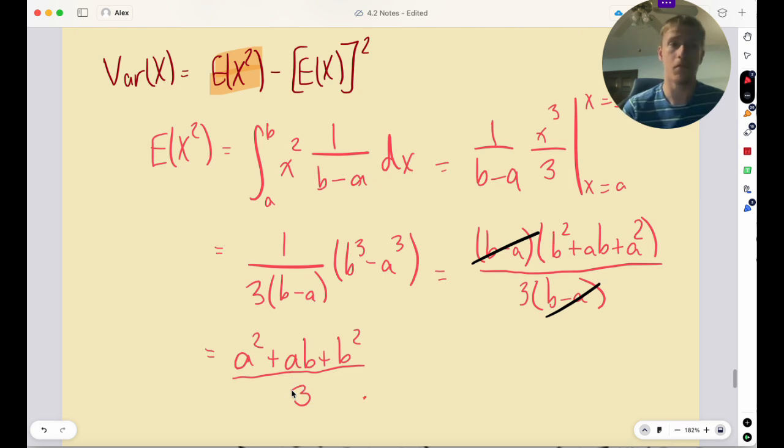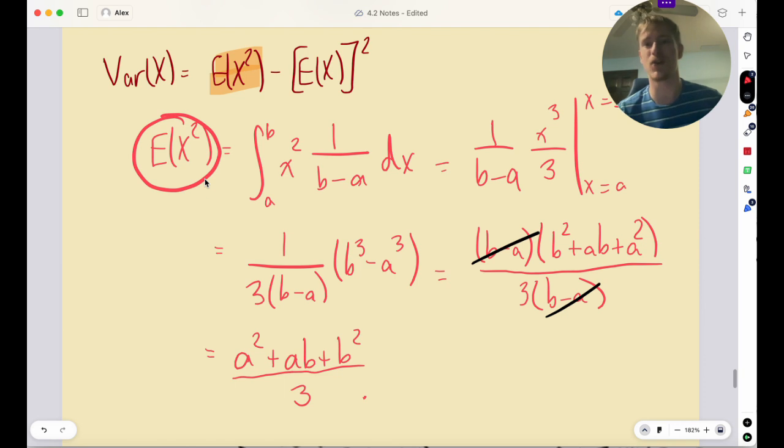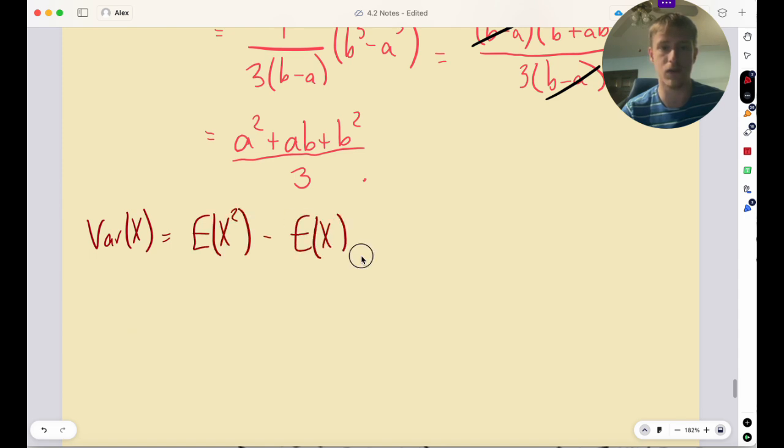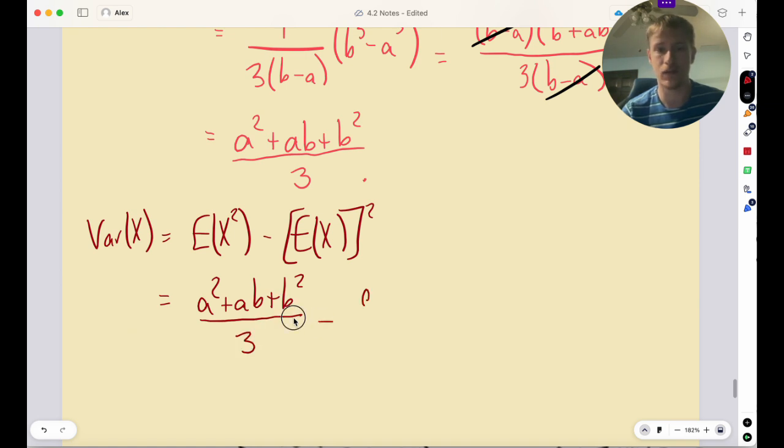All right, so this really doesn't have a special name. I know I called it the mean squared, the mean square value or something like this, but it really isn't too special other than to find the variance. So let's go ahead and find the variance now. So the variance, which was the expected value of x squared minus the expected value of x, squared, that's going to be this, a squared plus ab plus b squared all over 3, minus a plus b over 2, squared.